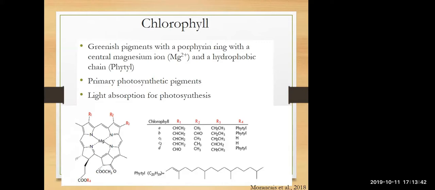There are several kinds of chlorophylls: chlorophyll-a, chlorophyll-b, C, and D. Their molecular structure varies by one or several side chain substitutions that here are indicated with the red letters, R1, R2, R3. The R4 here is the phytyl chain. For example, chlorophyll-a, B, and D have the R4 or phytyl chain. However, chlorophyll-c does not. And the most abundant chlorophyll is chlorophyll-a.